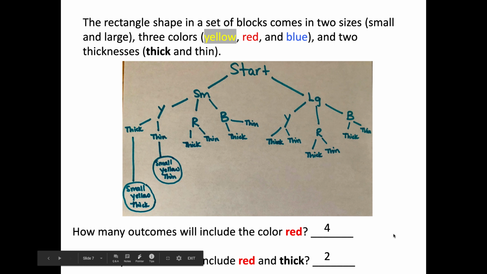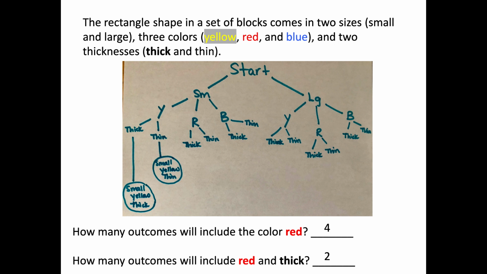So when we're looking for specific outcomes, we really want to focus in on whatever sample space we created, whether it's a tree diagram or a chart, and find those specific outcomes. Now we could use this to further explore this experiment. Like, for example, what are the chances that if all of these blocks are in a bin that I pull out one that is red? We could use the information in front of us to figure that out.